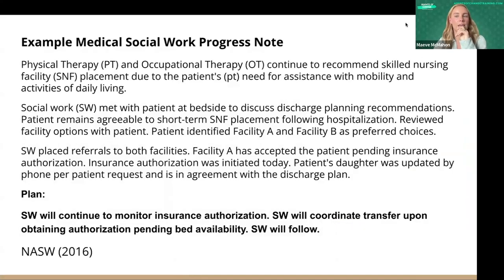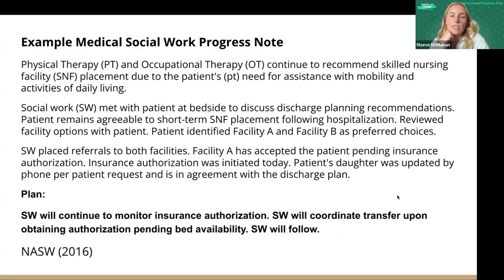So here's a really great example of a medical social work progress note, and I tried to include, like I said earlier, some of those abbreviations that you'll see. If you're ever in a medical social work position, you'll get used to them. I know that when you see them, it's a little bit confusing, but this is an example of one. Physical therapy and occupational therapy continue to recommend skilled nursing facility placement due to the patient's need for assistance with mobility and activities of daily living. So that's why you're getting involved. You just stated right there why you were consulted.